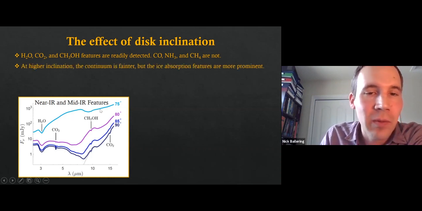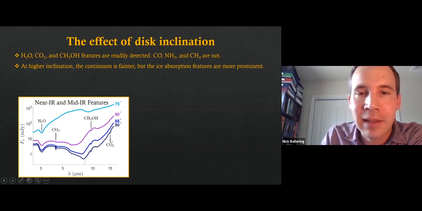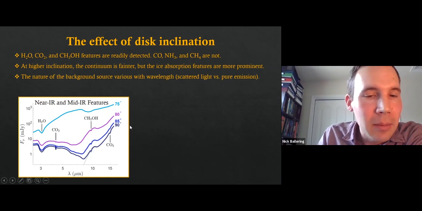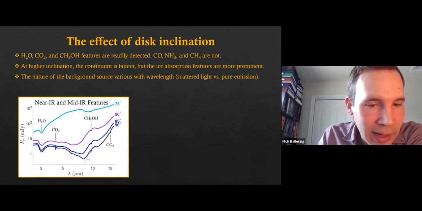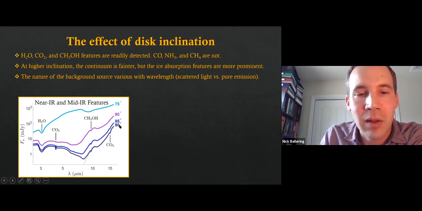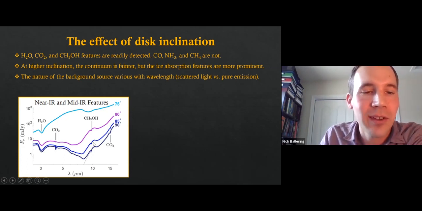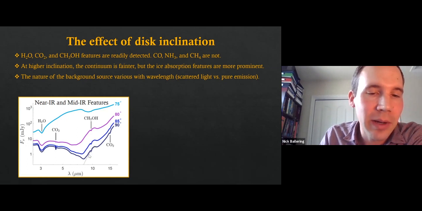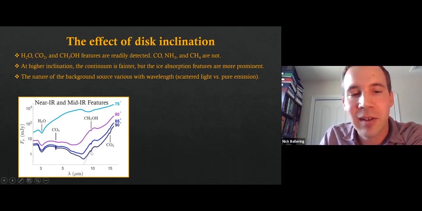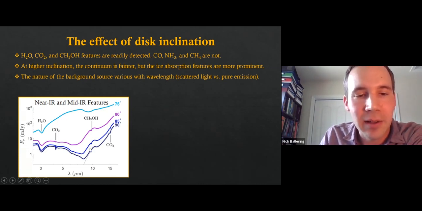We can see as you go from lower to higher inclinations that the overall continuum gets much fainter, but the features from the ices tend to get more prominent. There's also this thin gray line that I've overplotted here. This was a model I ran also at 90 degrees inclination, but with scattering turned off completely in the radiative transfer. What this shows is that all of this flux shortwards of 8 to 10 microns was at some point scattered in the radiative transfer.